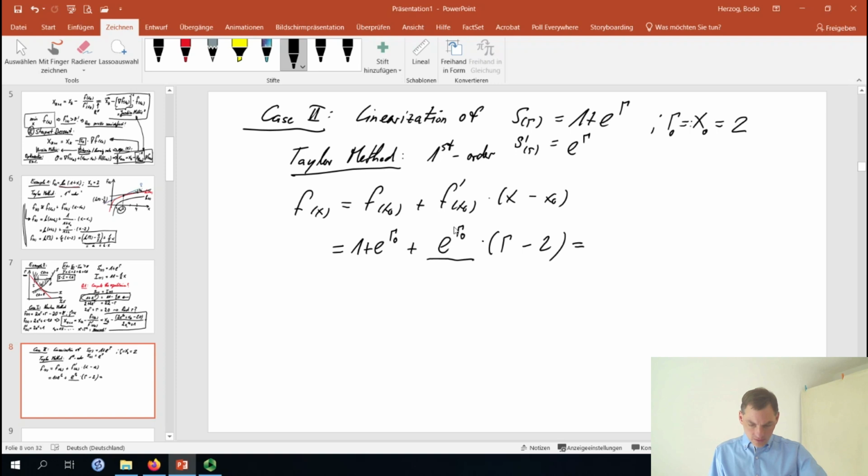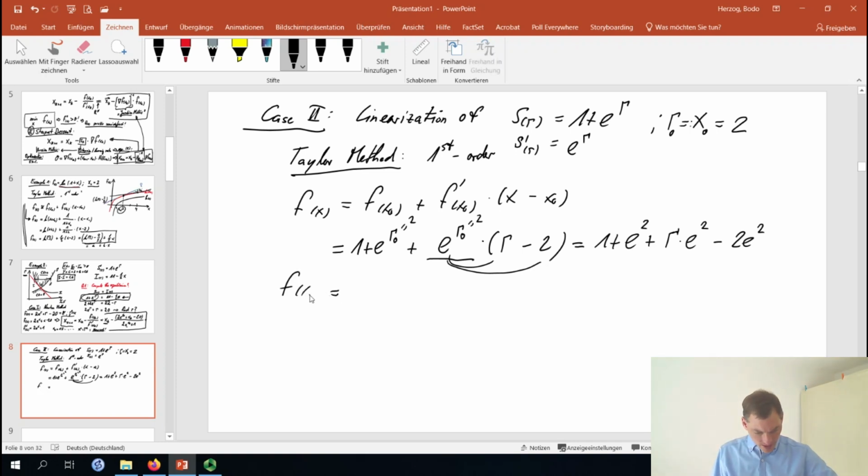Look, for r0, I can immediately plug in 2. Those are numbers, and we can multiply the exponential inside the bracket. That gives me 1 plus e to the 2 plus r e to the 2 minus 2 e to the 2. So I have just multiplied in the brackets, and then it can be rewritten. So we have now linearized the function. Look, these are just numbers. That is somehow like the horizontal intercept.